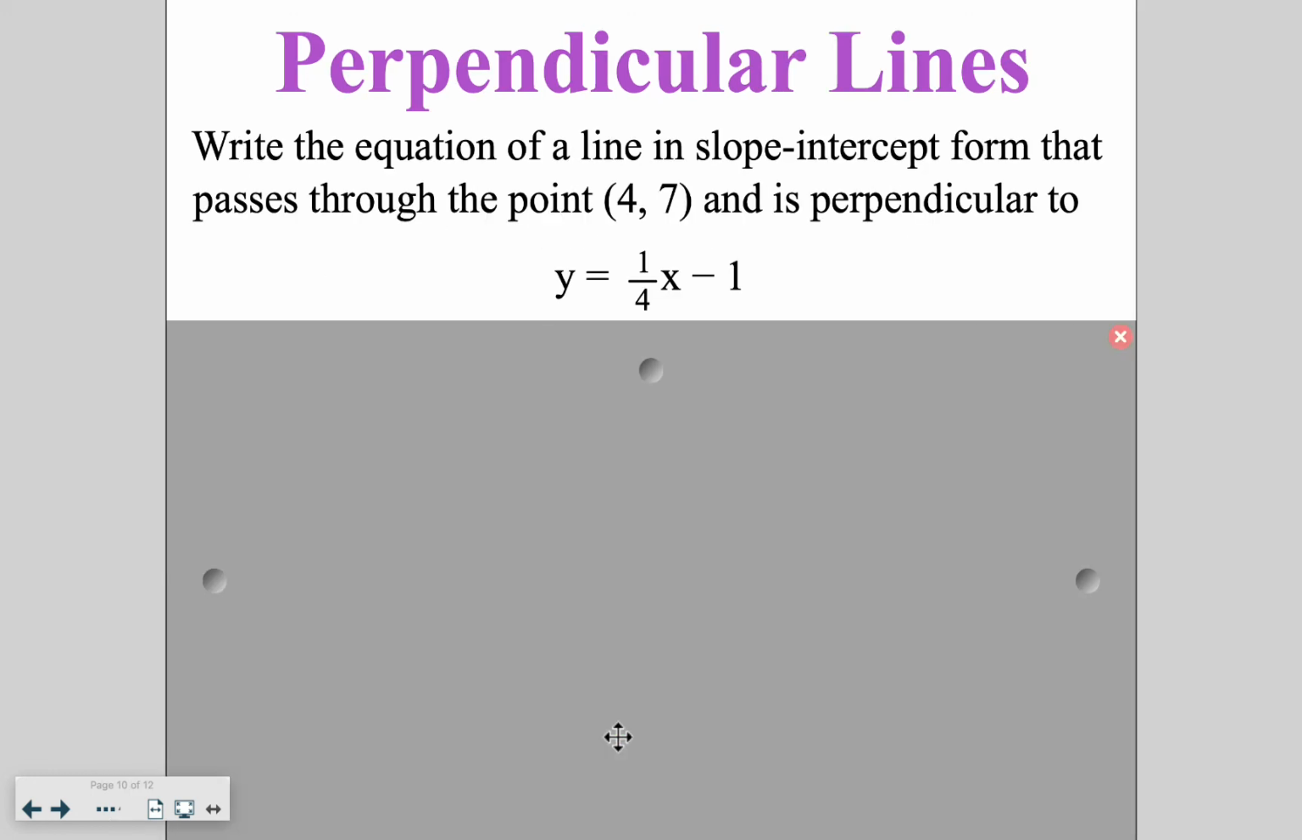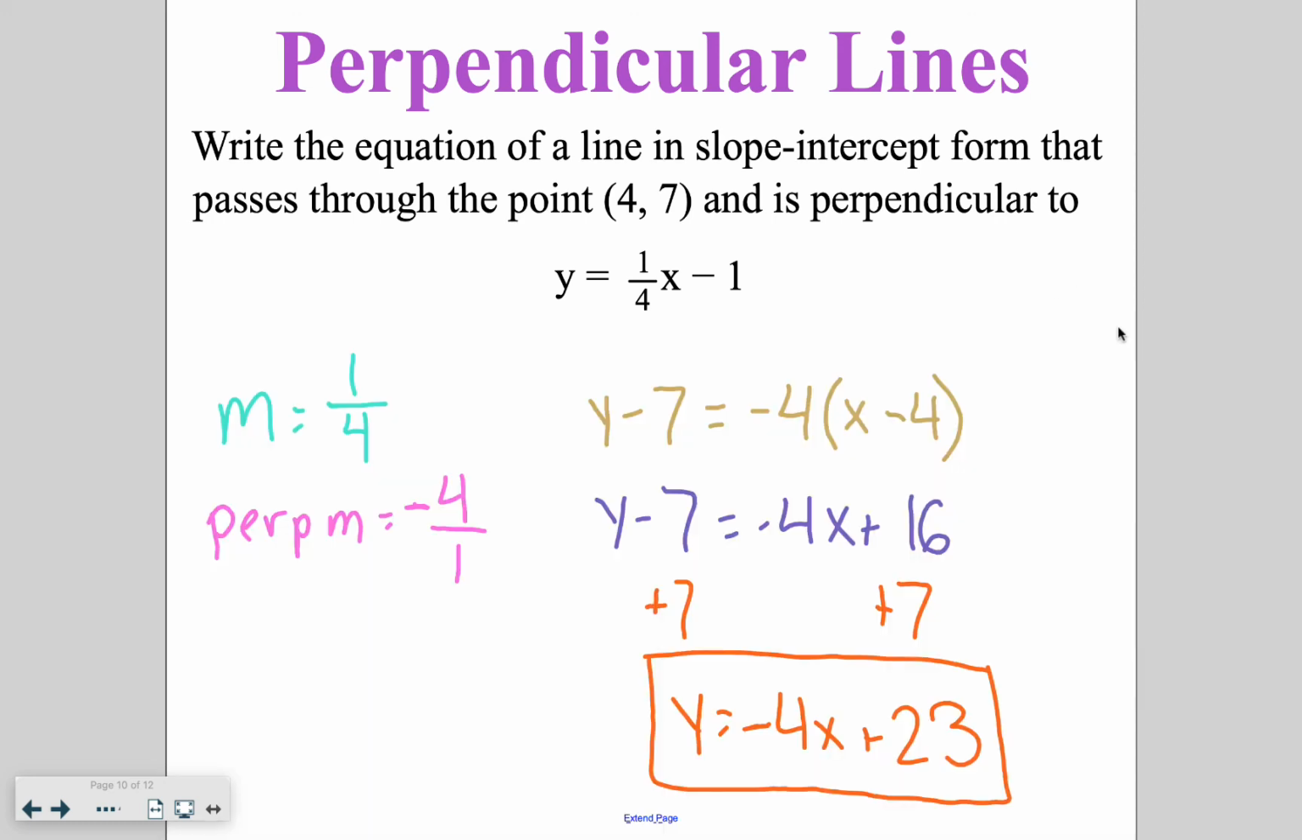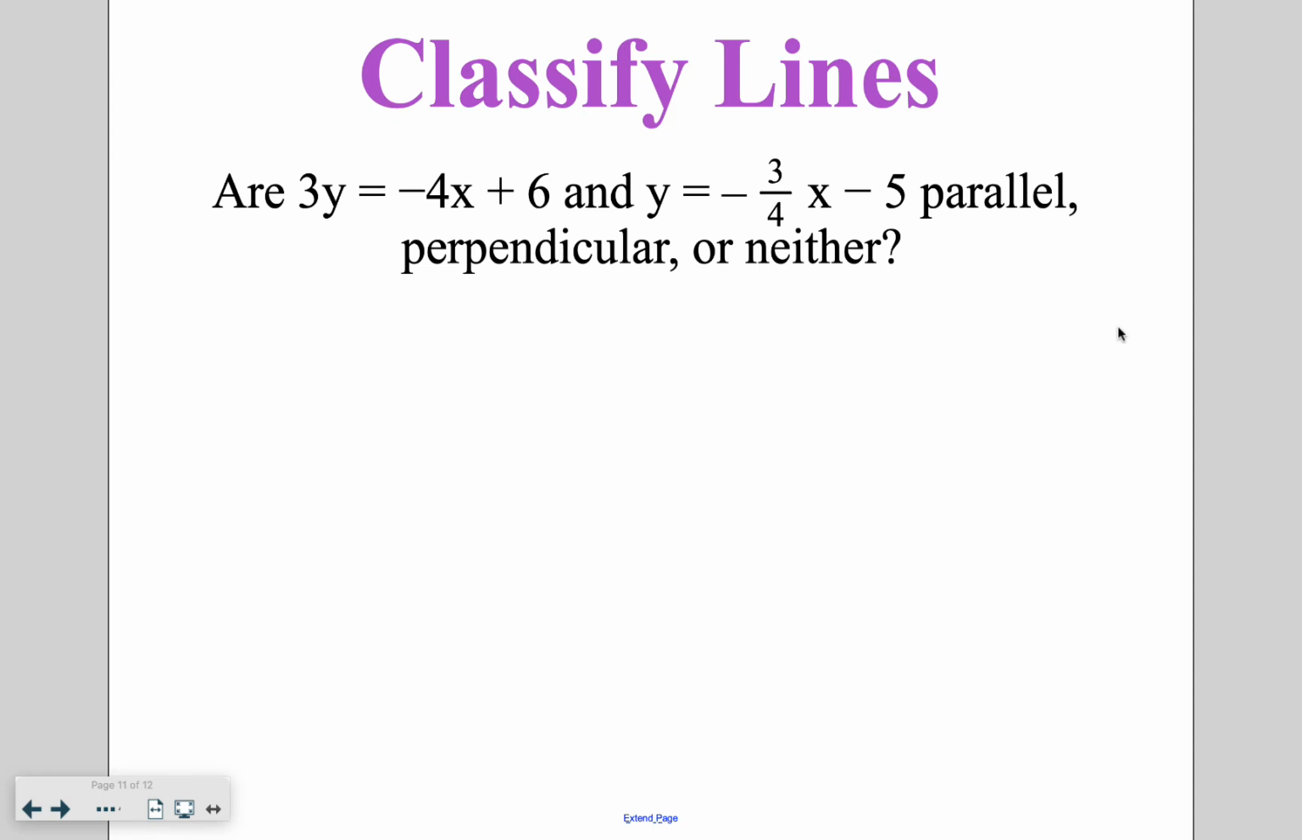Go ahead and try this one on your own. Taking that slope, making it the opposite reciprocal gives you a -4. Plugging in the slope and the point, distributing, and then adding 7, we end up with y is equal to -4x plus 23. The last piece is going to be to classify the lines.